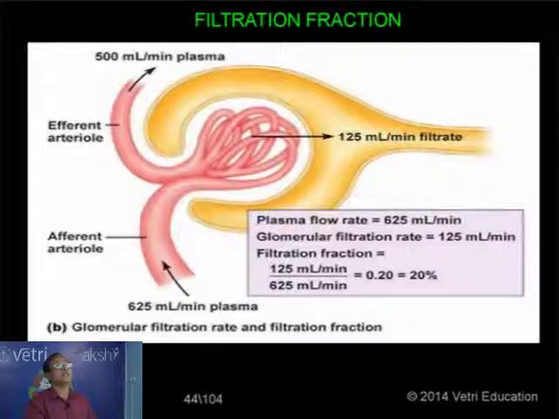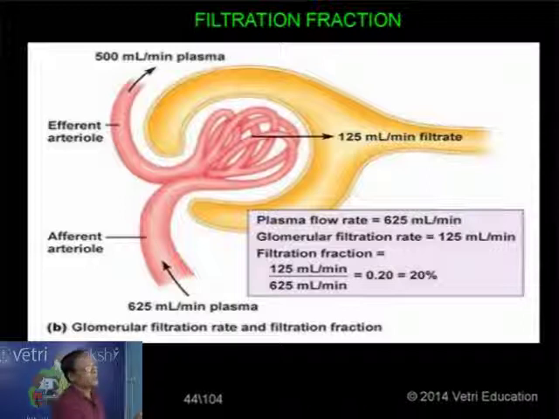It is simply the percentage or volume of plasma that is being filtered. Or we can say it is a ratio between the glomerular filtration rate and the plasma flow rate. The ratio between the glomerular filtration rate and the plasma flow rate is simply the filtration fraction. So what is renal plasma flow?